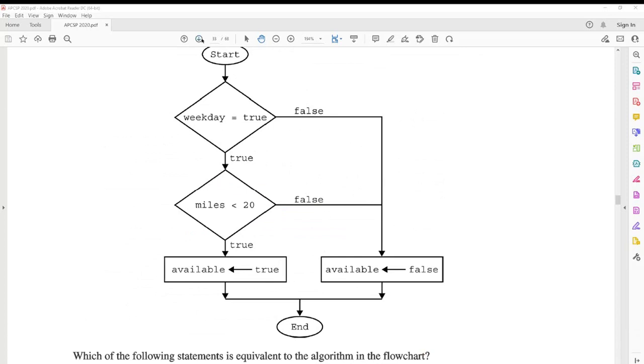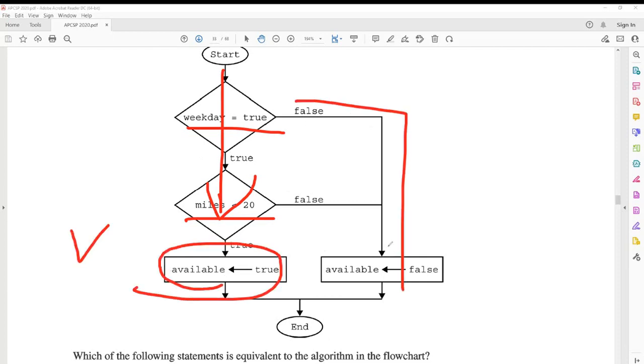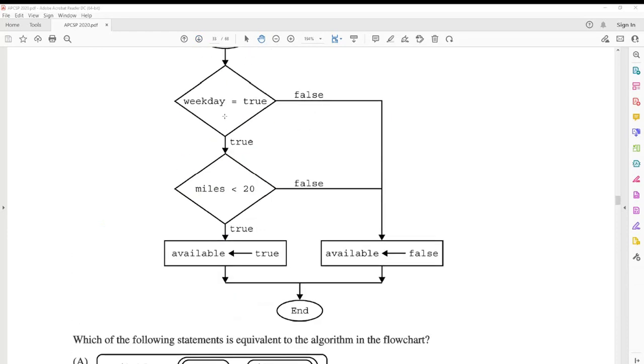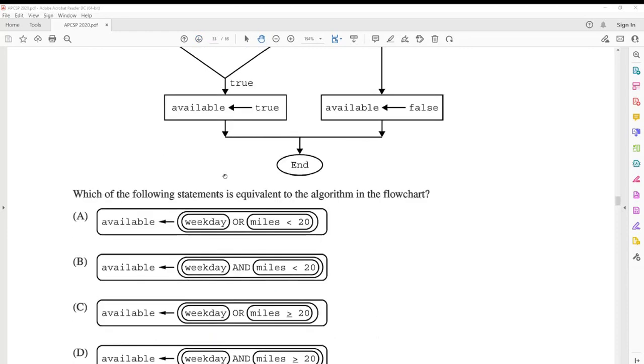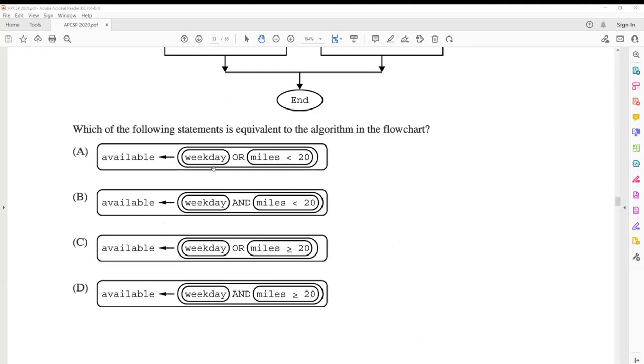So here you actually can go directly in this way. Weekday equals true and mile less than 20, availability true. Otherwise, it's all false. So using this way would be easier. So the answer is weekday equals true and mile less than 20. So this one should be B. Number 27 is B.